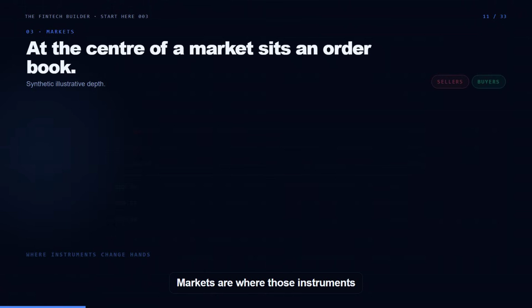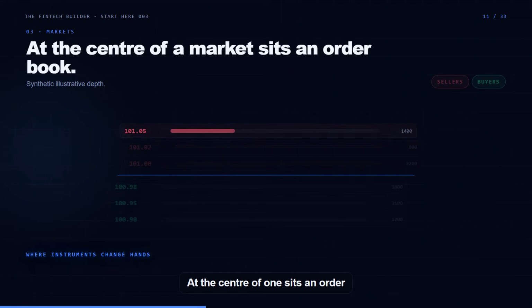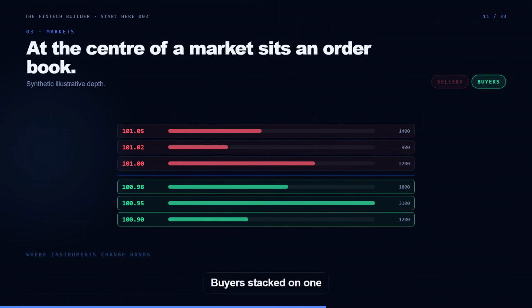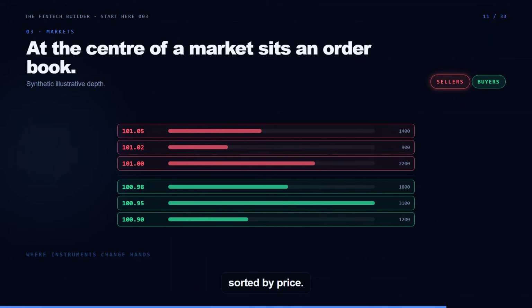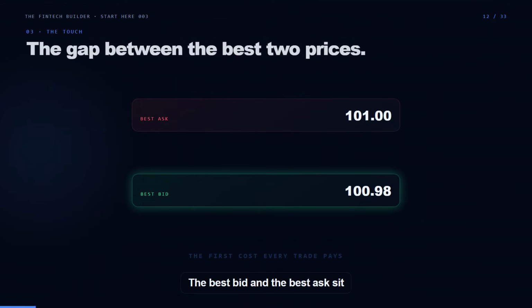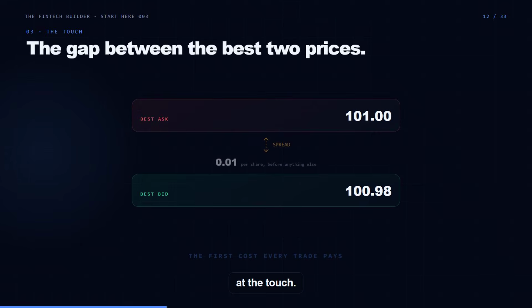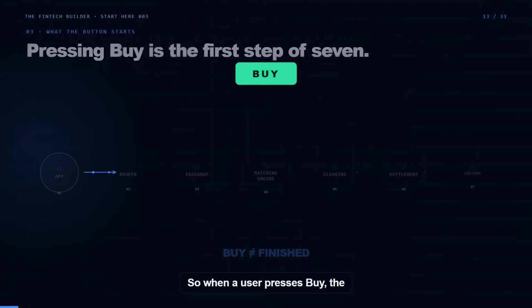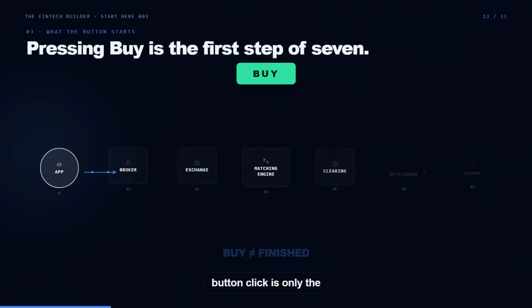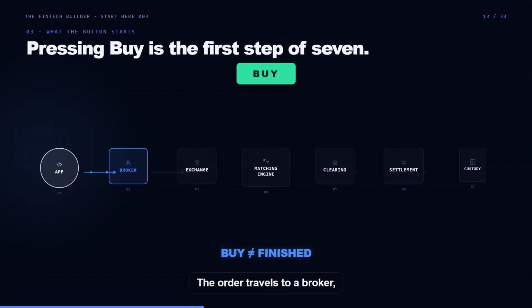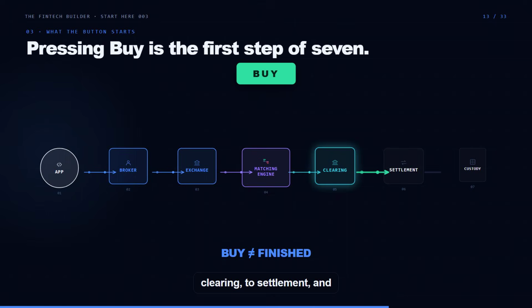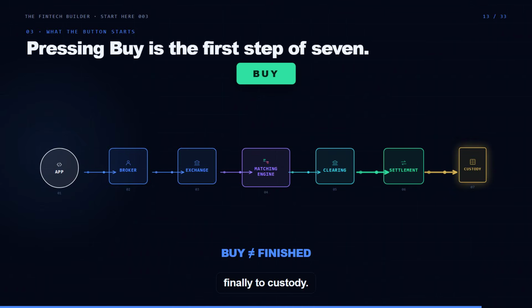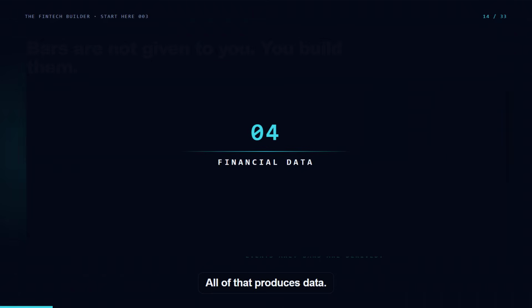Markets are where those instruments change hands. At the center of one sits an order book. Buyers stacked on one side, sellers on the other, sorted by price. The best bid and the best ask sit at the touch. The distance between them is the spread, and it is the first cost every trade pays. So when a user presses buy, the button click is only the beginning. The order travels to a broker, into an exchange, through a matching engine, and then onward to clearing, to settlement, and finally to custody.